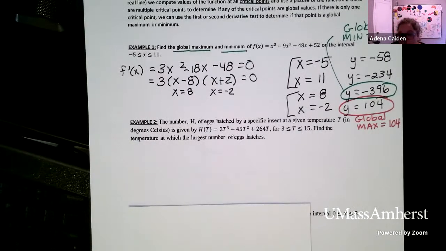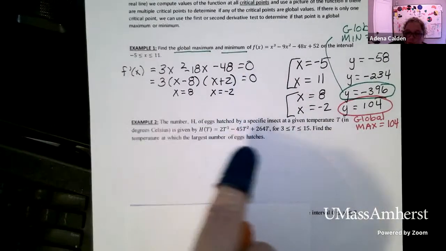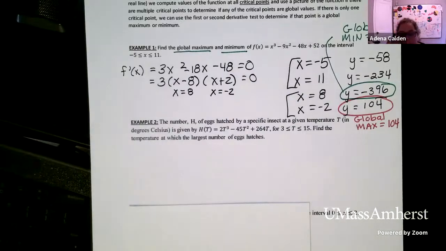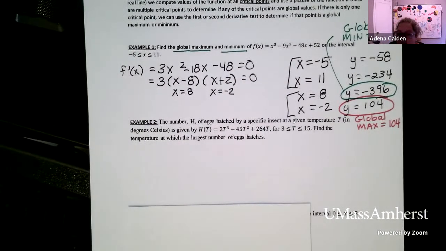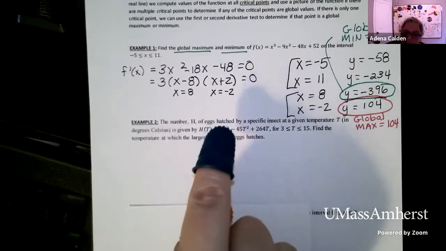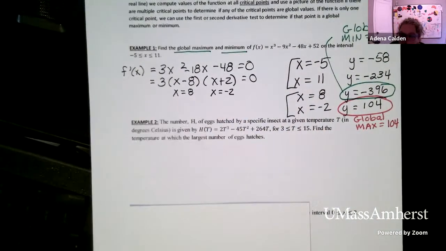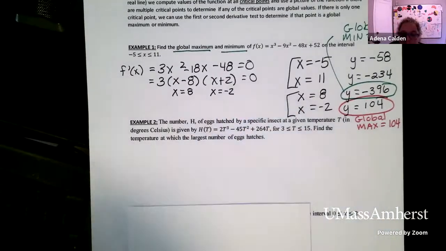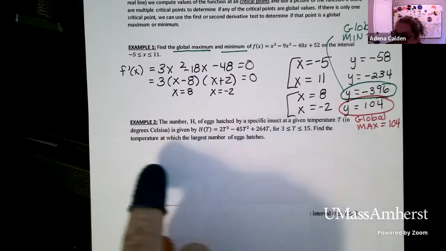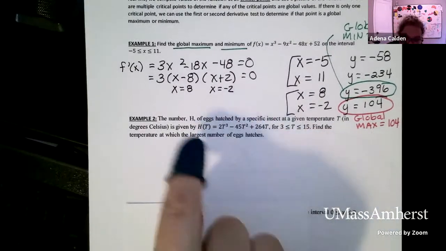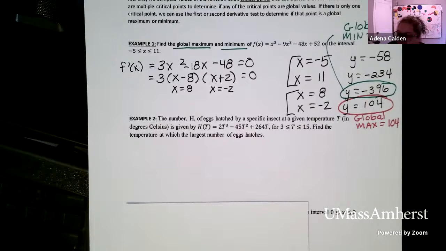We also need to find the critical points by setting the first derivative of this function equal to 0. Once we have our list, we will plug those values into the original function to find the largest number of eggs hatched, our global max. And then we answer the question, what is the temperature for which the largest number of eggs are hatched? So then we have to go back and find the corresponding T value.